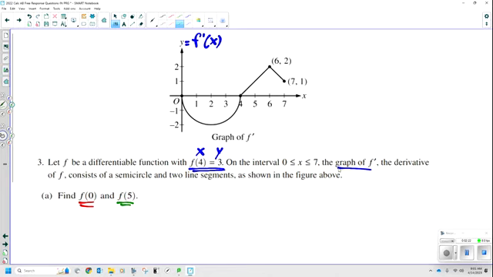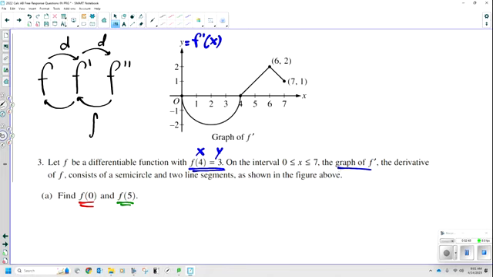A key concept to calculus is, we have f, we have f prime, and we have f double prime. These are all one derivative away. But if I go backward, that's an integration.